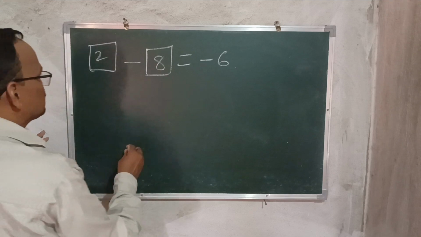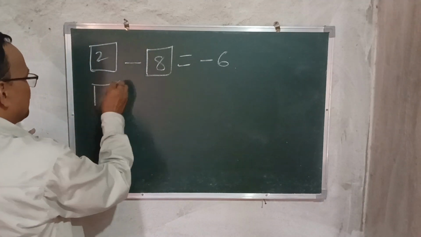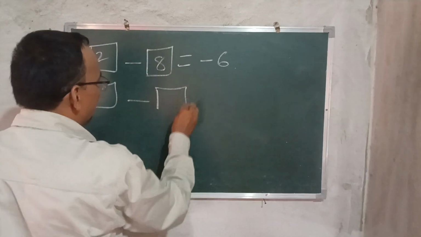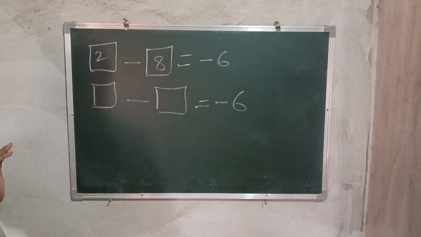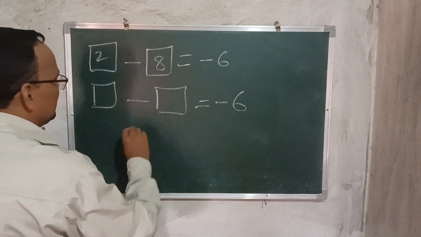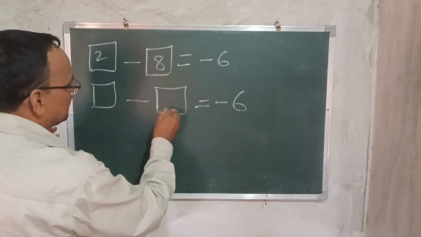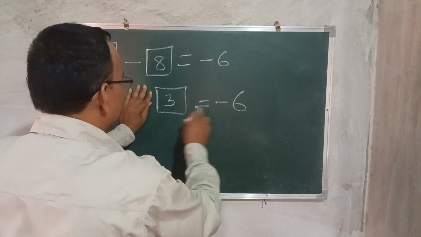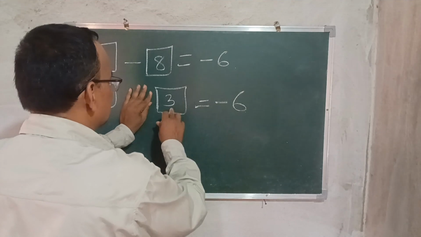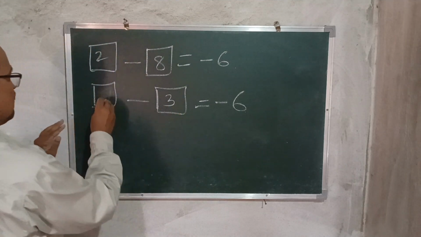Another example: suppose we take a smaller number, that is 3. Minus 6 plus 3 is equal to minus 3.